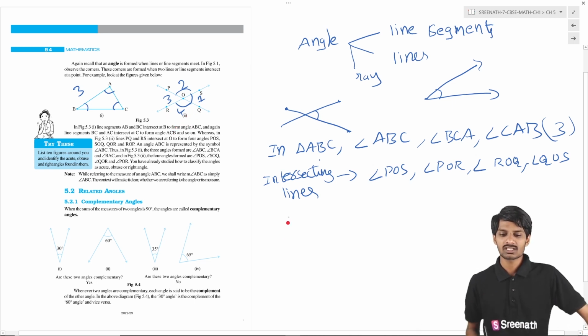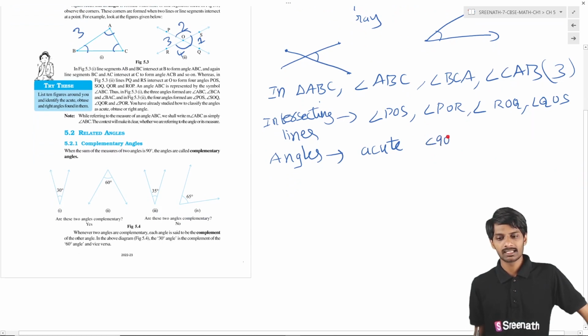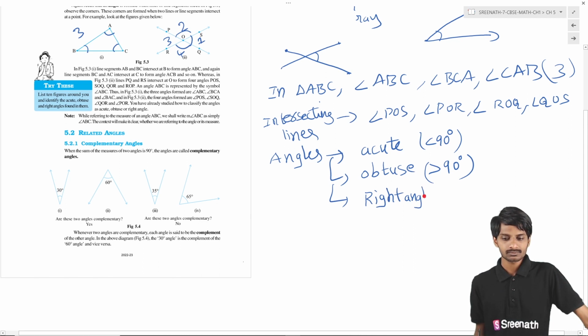So in the case of angles also, we have studied previously that there may be acute angles. What are acute angles, students? If the angle is less than 90 degrees, we say that is the acute angle. And there are obtuse angles. What are obtuse angles, students? If the angle is greater than 90 degrees, we say those are obtuse angles. And what are right angles, students? Angle is equal to 90 degrees.